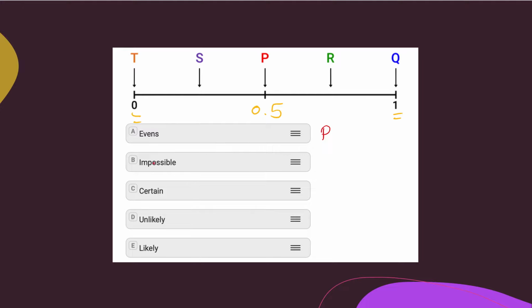Impossible means it's not going to happen. It's 100% it's not going to happen. And if T is on 0, that means there is no chance of T happening. So impossible would be T.